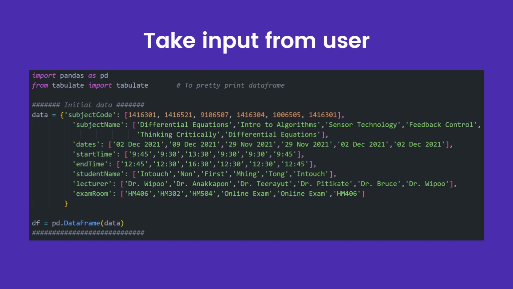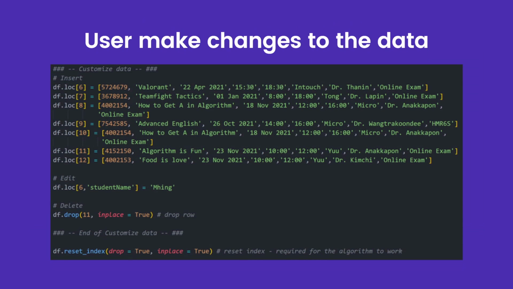As you can see here, the program starts with a dictionary of data being created before being put in a data frame. This is to simulate the existence of pre-existing data in this algorithm. This section of the program shows the insert, edit, and the deletion of data within the data frame. For the insertion of data, all of the data needs to be inputted. This includes the subject code, subject name, examination date, examination start time, examination end time, student's name, lecturer's name, and the exam room. The .loc will define the row in which the data will reside.